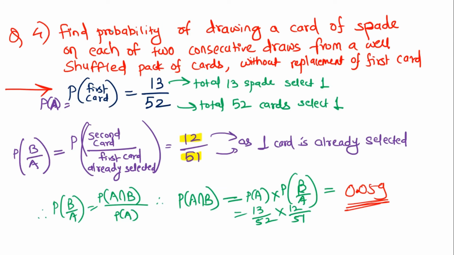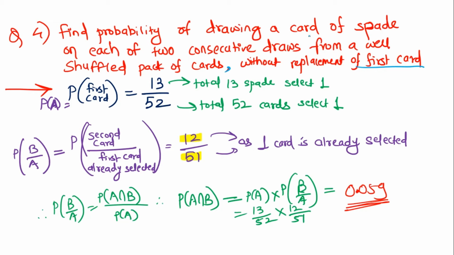Let's take an example for the basic conditional probability. Find the probability of drawing a card of spade on each of two consecutive draws from a well shuffled pack of cards. The meaning of this is that we have to find the probability of two events without replacement of the first card. Now to calculate the probability of both of these events, which is probability of A intersection B, first of all we have to calculate the individual probability of each event.